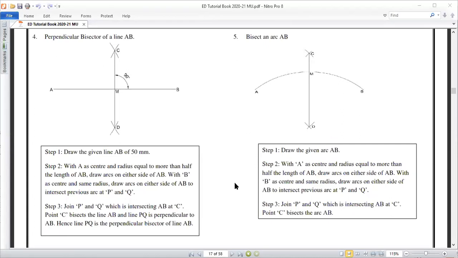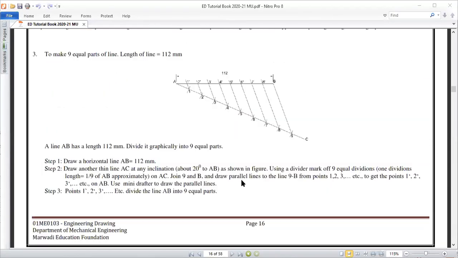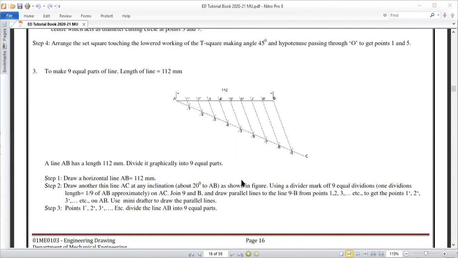Now, if you have completed this, we can have one activity, which is to make 9 equal parts of a line. If I draw any line and tell you to divide it into equal parts, how do you do it? For that, there is a specific method. So here you will be able to see this specific method.